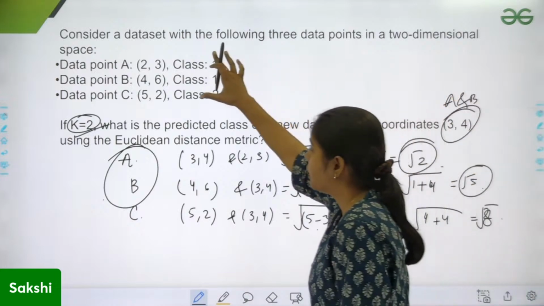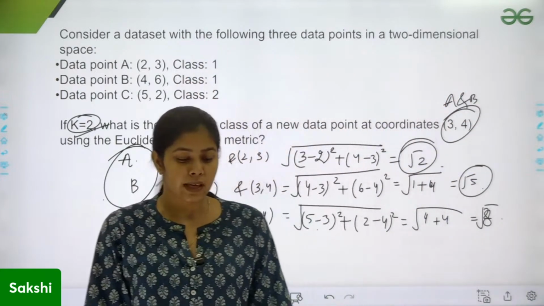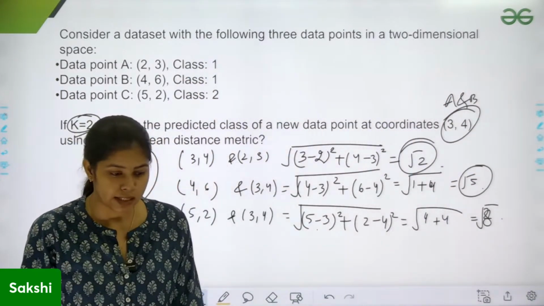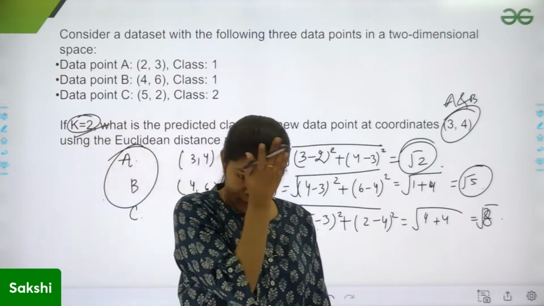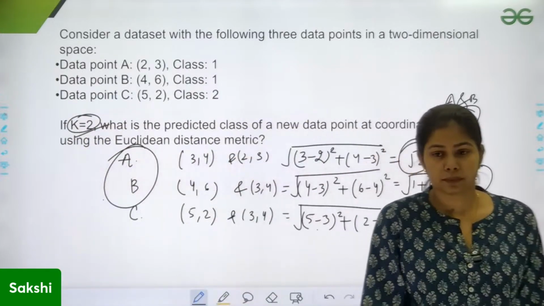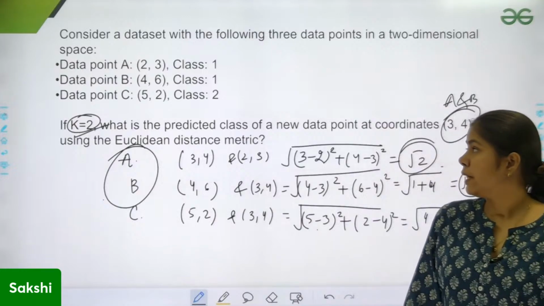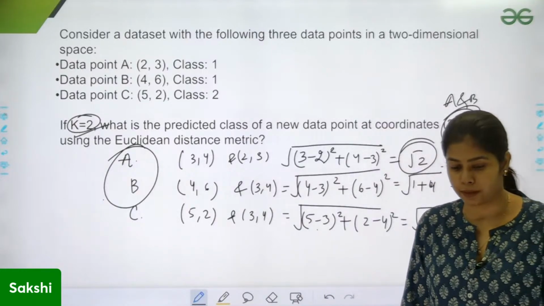If I see the points, they are both classified as 1. So the predicted class is 1. Right answer, guys. So we get the predicted class as 1.